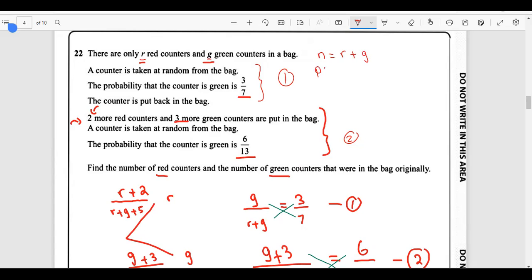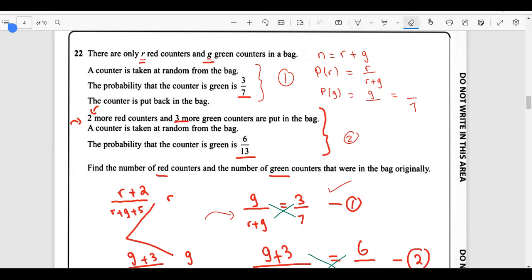What is the probability of getting red counters? What do you think? It would be R over R plus G. Very good. Excellent. Because it's just red over how many there are in total, which is red and green. And what about green? It will be G over R plus G, right? Yep. Very good. And the probability that the counter is green was 3/7. So I've just written down this, and this was your first equation, right? Okay, this was the first scenario.